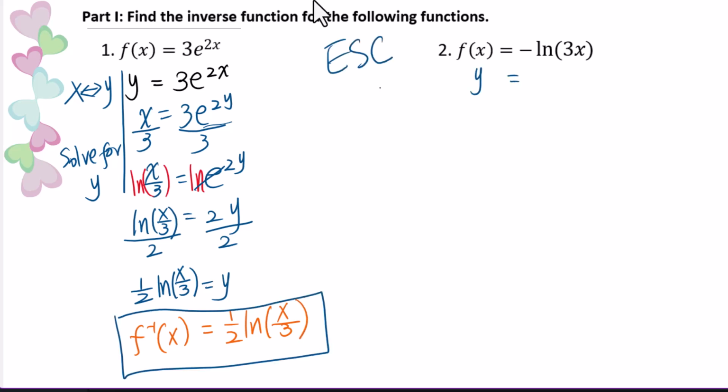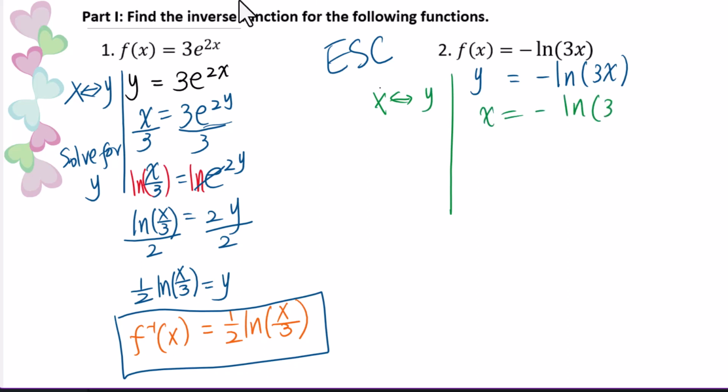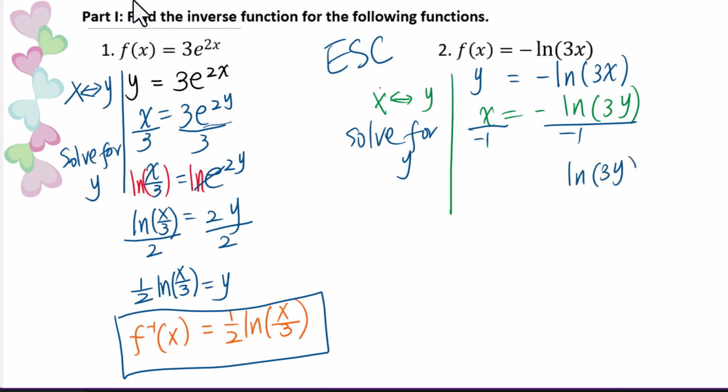F of x equals y. Y equals negative natural log of 3x. Switch x, y. X equals negative natural log of 3y. This is a logarithm equation because we need to solve for y. Isolate the log on one side, divided by -1, both sides. Natural log of 3y equals -x.